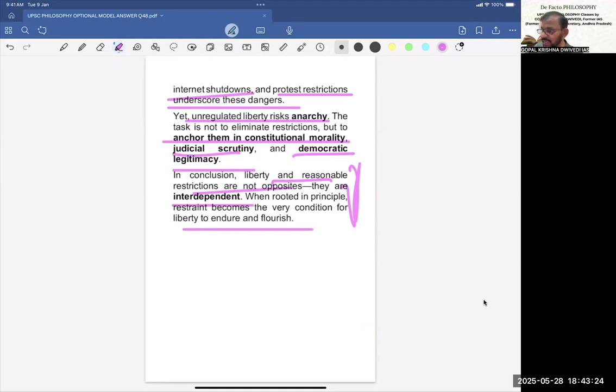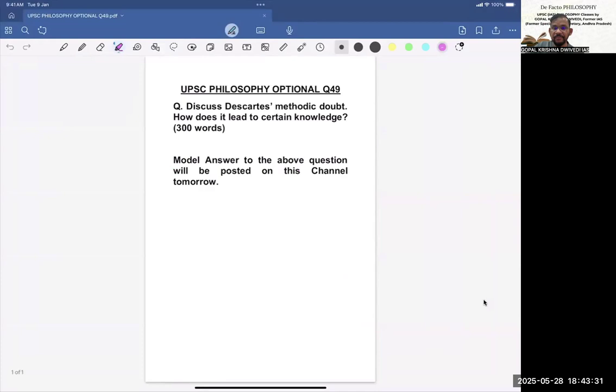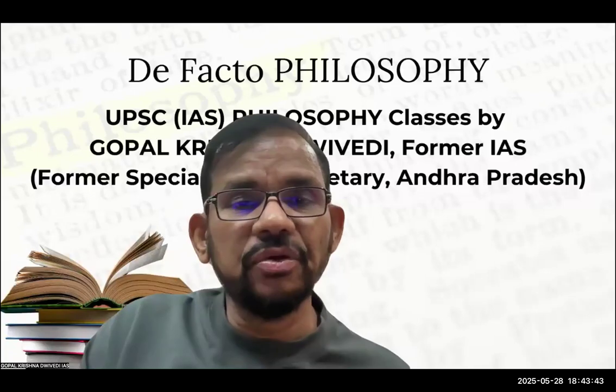Now let us see what we will be taking tomorrow. Tomorrow's question, as you know, will be from Western philosophy. The question will be: discuss Descartes' methodic doubt. How does it lead to certain knowledge? So this is the question. Discuss Descartes' methodic doubt. How does it lead to certain knowledge? We will be answering this question in about 300 words. First we will be discussing and then answering in about 300 words tomorrow.